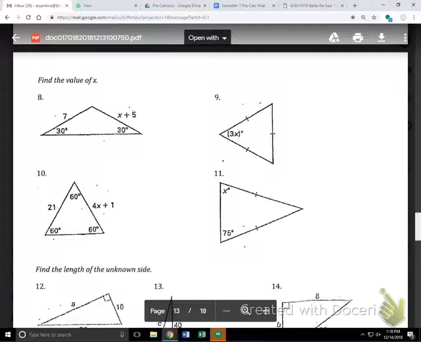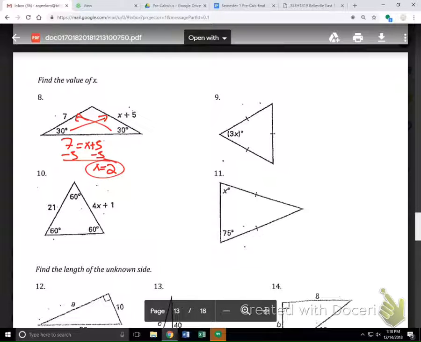So we have two angles that are congruent. The sides opposite of congruent angles are congruent. Yep. So we have 7 equals x plus 5. Subtract 5. x equals 2.